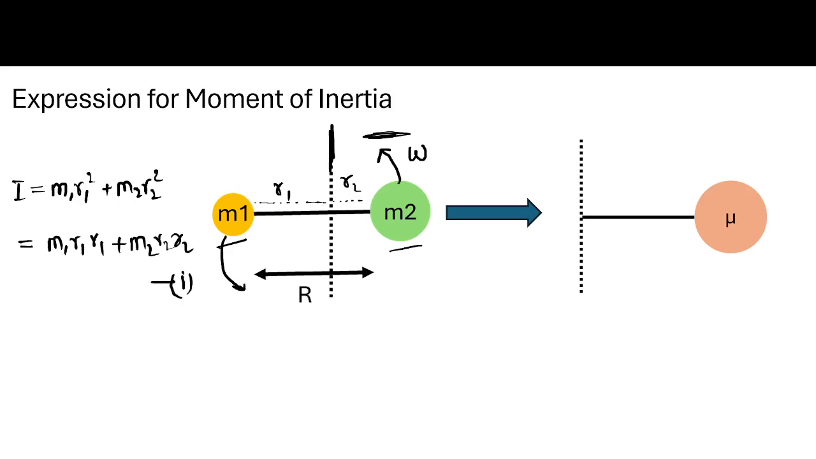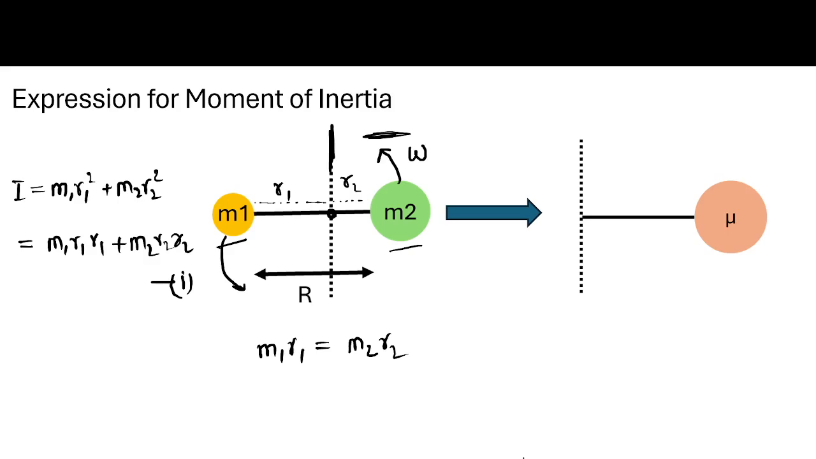So at the center of mass we will have m1 r1 equal to m2 r2. Any doubt till here? Any question? Can you hear me? Okay, I'll assume you have no questions.